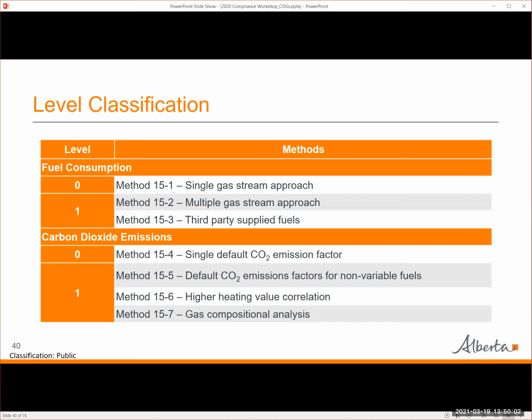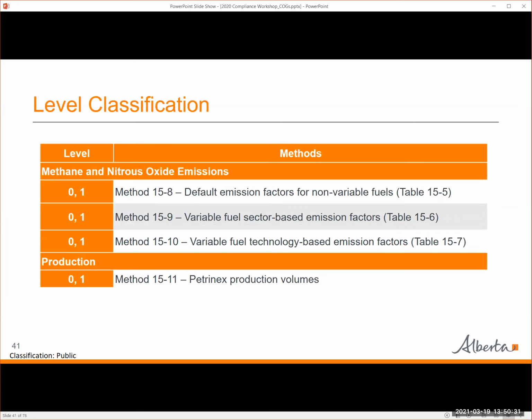And then on the emissions side, we get into the use of a single default emissions factor on the level 0. And then into level 1, we're looking at the fuel gas characterization for looking at multiple gas streams. So that's either through higher heating value or gas composition. And then there's also the application of default emissions factors for what we call non-variable fuels. Again, those non-variable fuels are typically propane, gasoline, diesel.